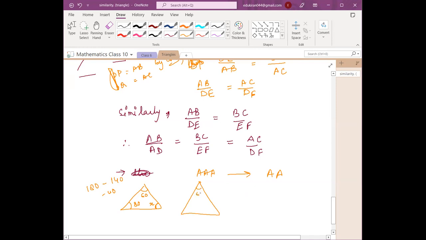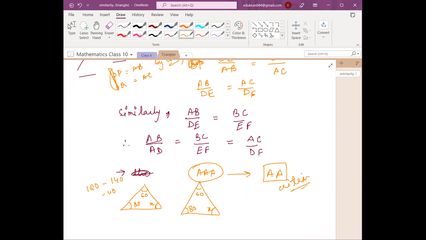Similarly, if the two angles were equal, so this is 60, this is 80, then again in this triangle also, it is going to be 40 degrees. Clear? So that means you don't have to prove all three angles. Proving only two angles is also sufficient, right? So yes, ma'am, the AA criteria can also be used in place of AAA. So this you have to understand.